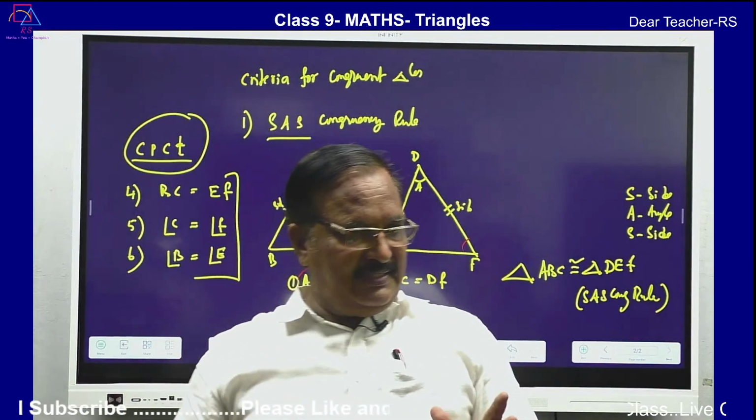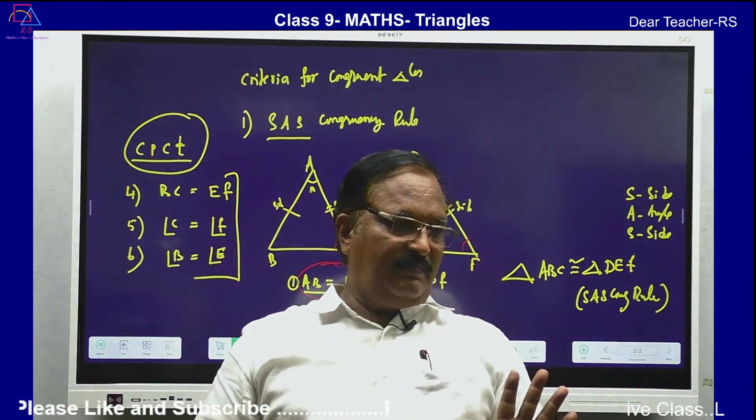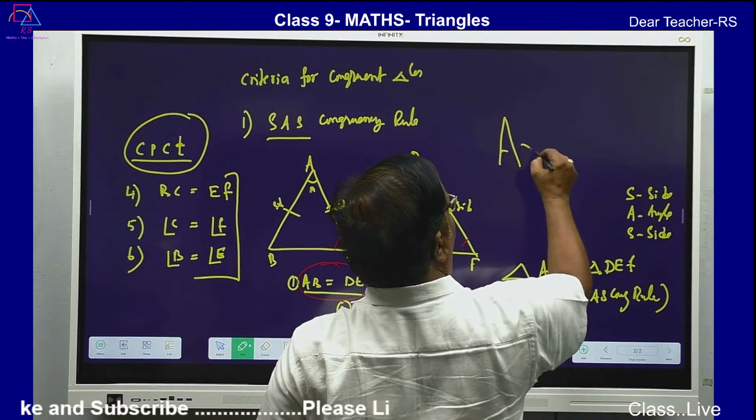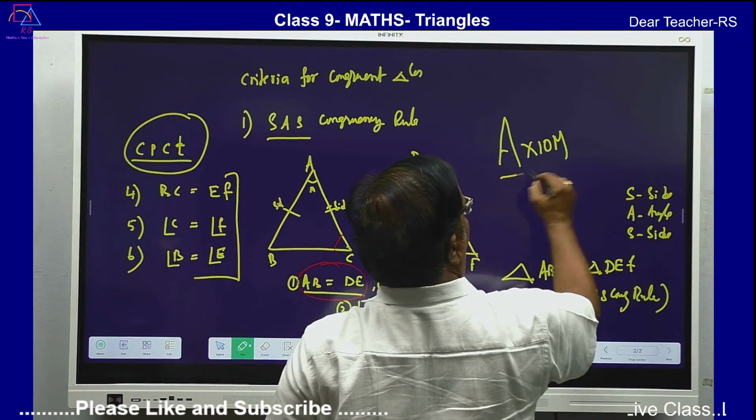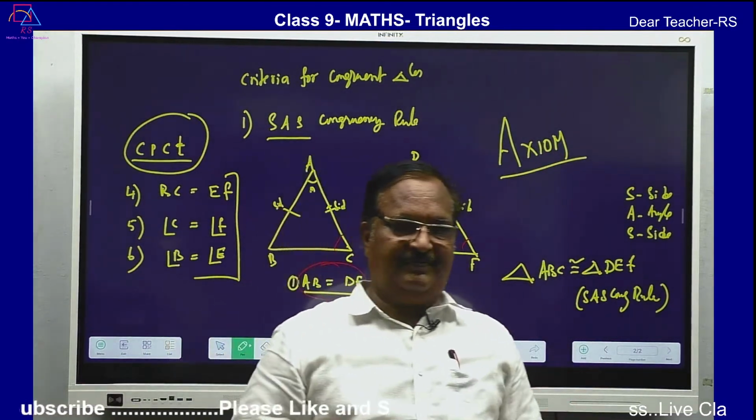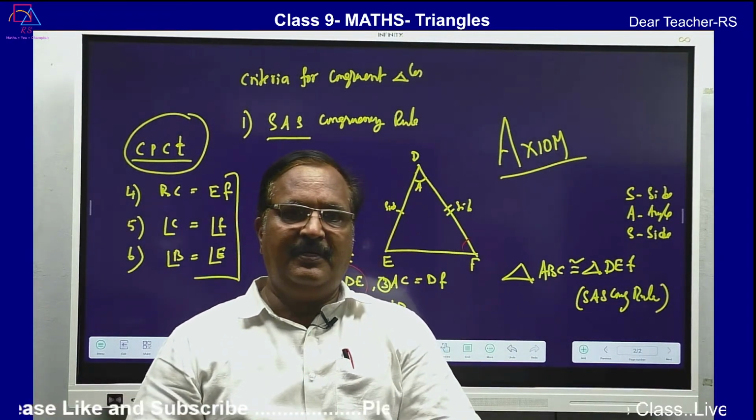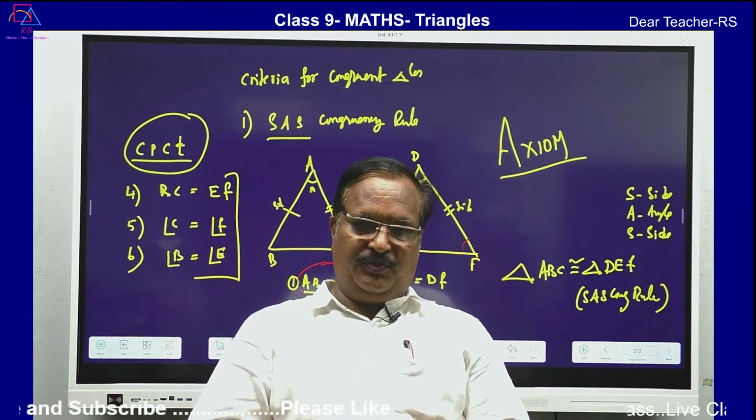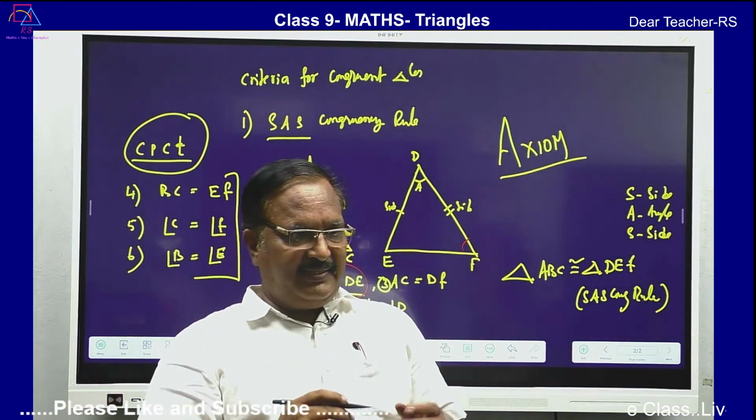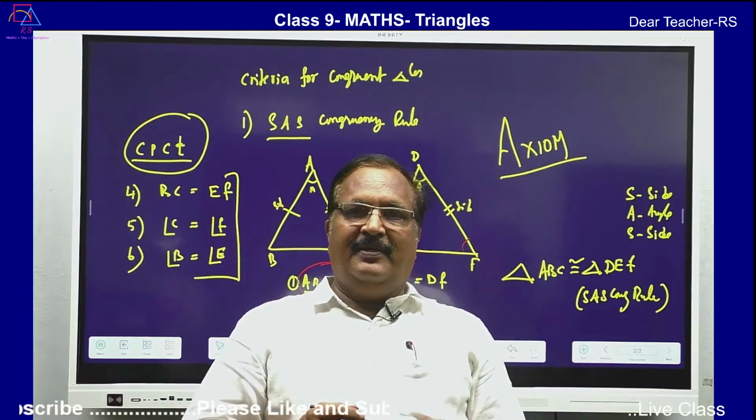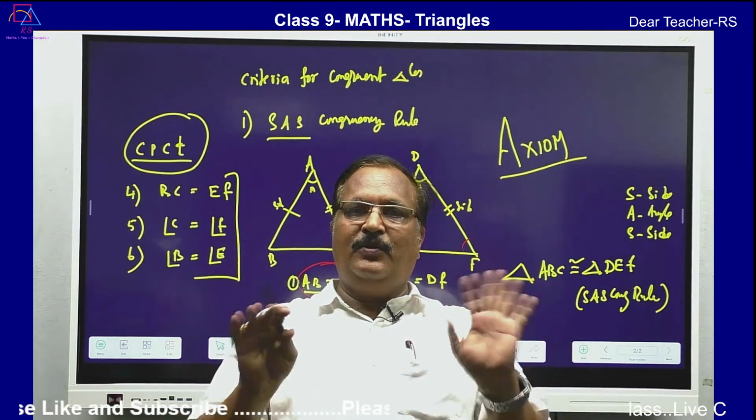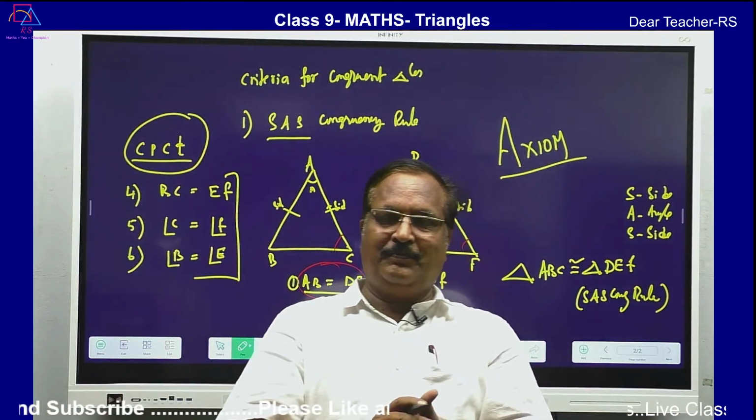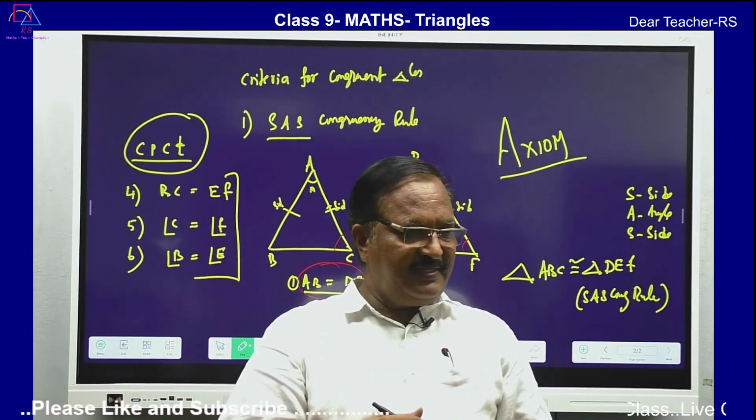And as this is a rule, this is an axiom. Axiom means no proof. This is only an axiom, so no proof. That is why it is the SAS axiom. Many students and teachers will be using the SAS congruency axiom. Why? How? There are no questions. That's it. So how do you verify this SAS congruency axiom?